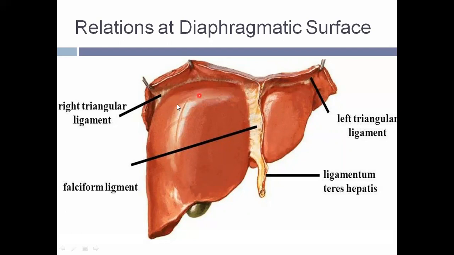So what does this diaphragm separate the liver from? It separates the liver from the lung and the pleura. Over here, we have the central depressed region of the diaphragm, which corresponds to the central tendon of the diaphragm. Above the central tendon, we have the pericardium of the heart. So this region is called the cardiac impression. That's all about the superior surface of the liver.